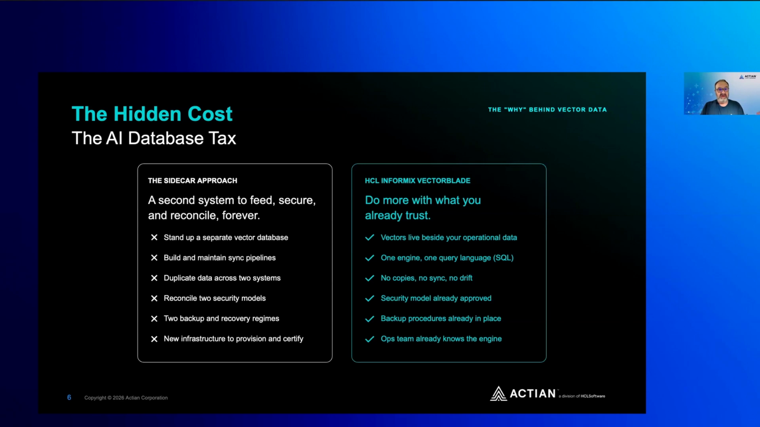It's a stand up. You've got to build and maintain pipelines, and we all know that pipelines are brittle by nature. You've got duplicate data. You have to learn a new system and a new security model for those databases. And of course, there's the life cycle of all of that. You've got to do backups, and you've got to provision the infrastructure. So this is how people are doing it right now.